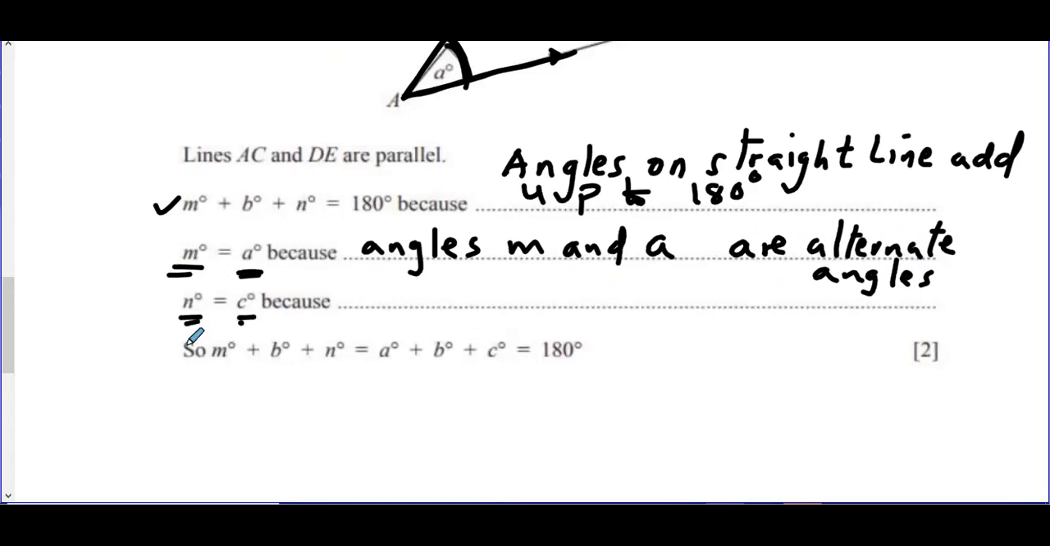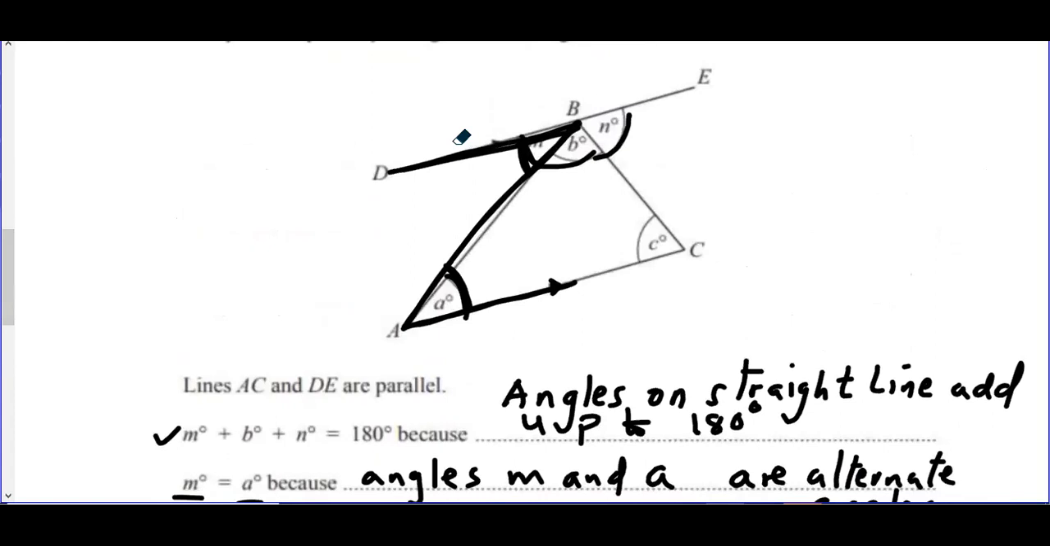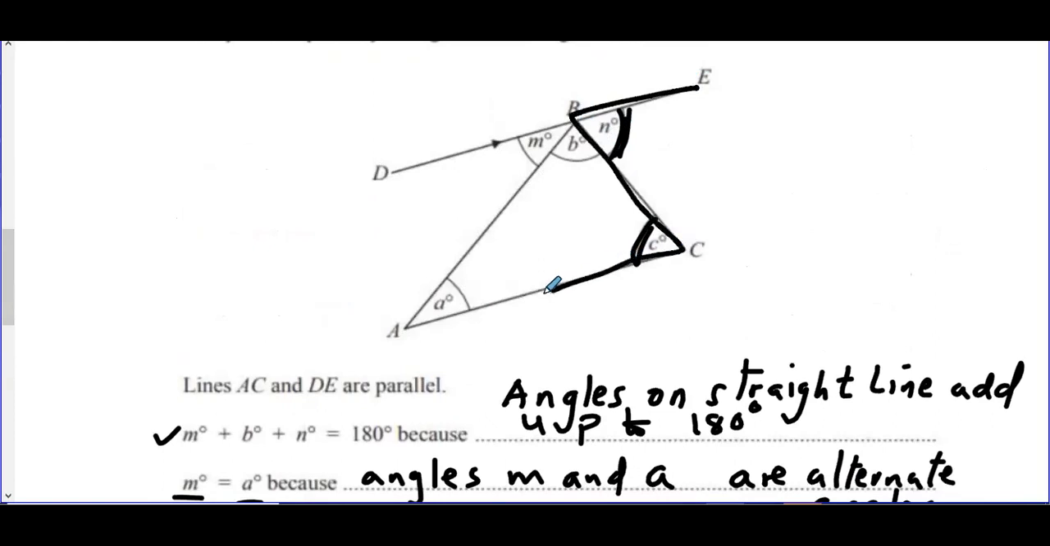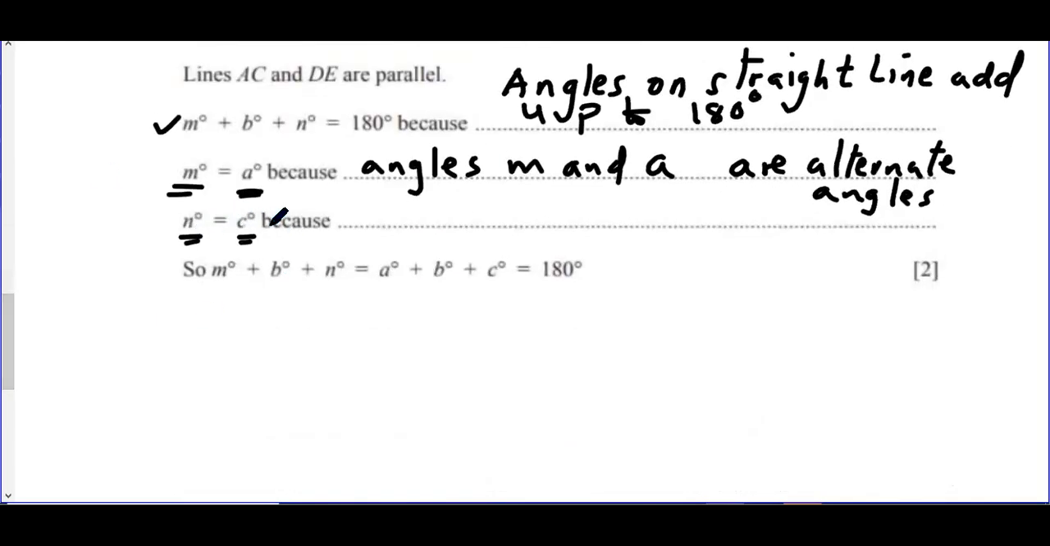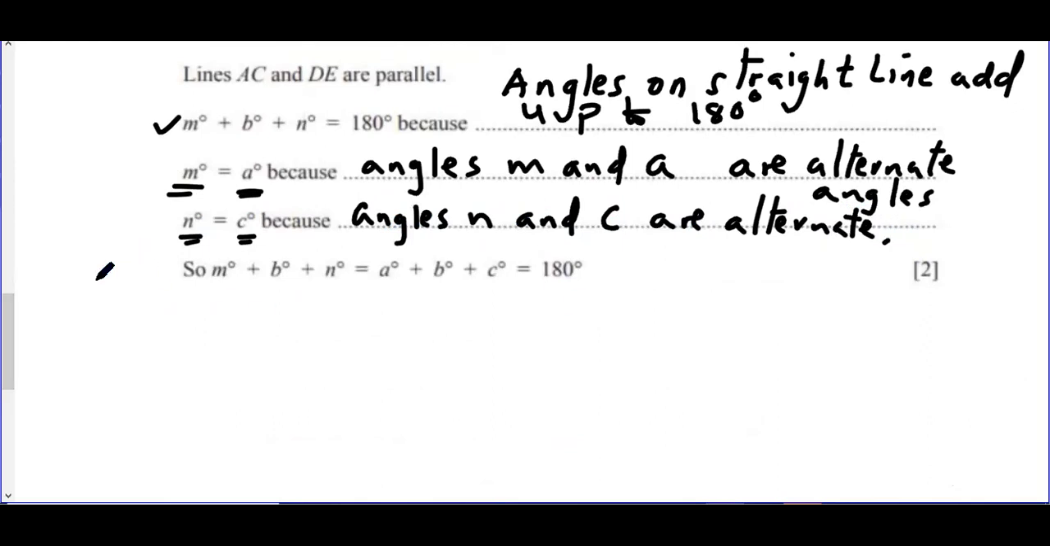And here it says N equals C. What is the reason? Same story. Can you see something like that? For the letter Z, we look for alternate angles. This is something like that, and that angle equals that angle. So same reason: N equals C because angles N and C are alternate angles. So go ahead and write it like that. Angles N and C are alternate, so you are done.